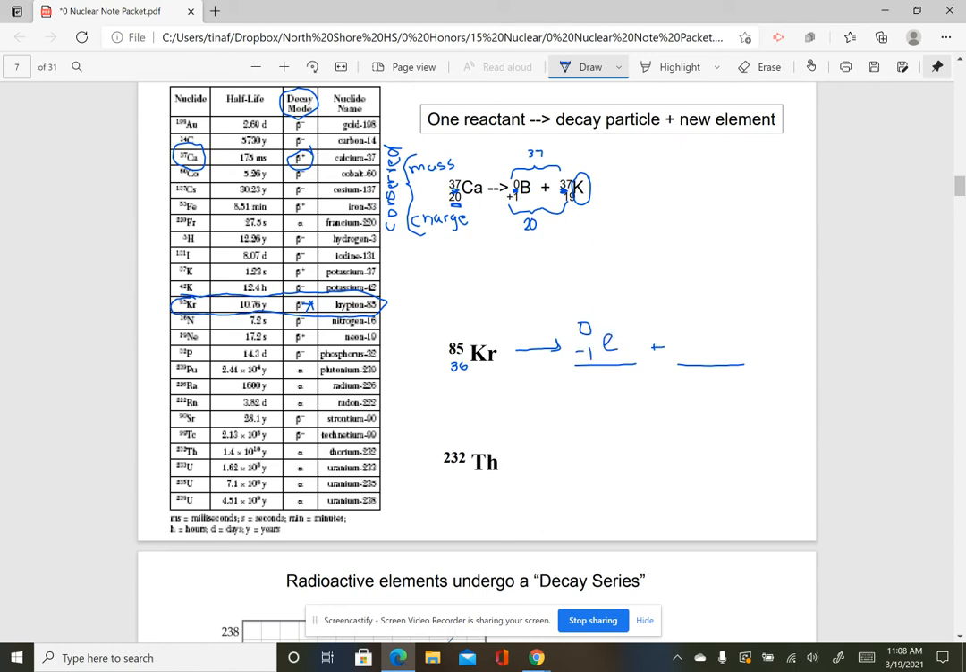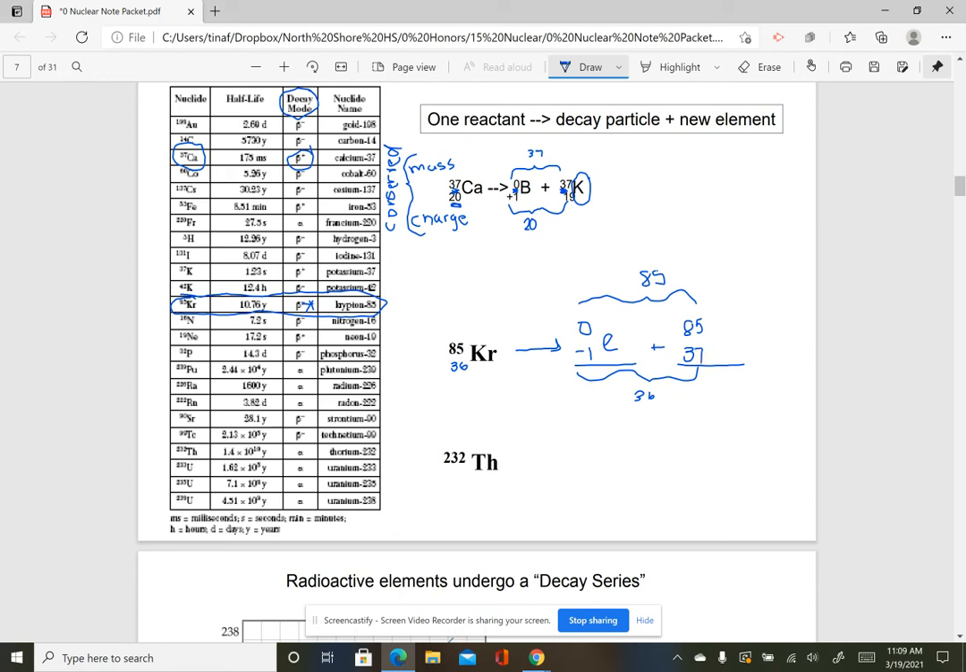It doesn't matter. Now, conservation of mass, conservation of charge. On the right side, my top numbers have to add to 85. If the beta particle has a mass of 0, then my missing element must have a mass of 85. Charges have to be the same on both sides. So if my bottom numbers over here have to add up to 36, I have a -1.